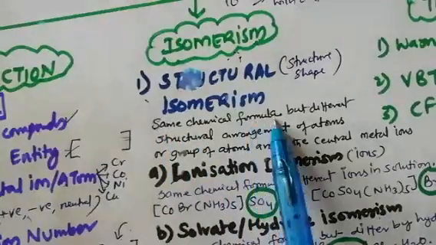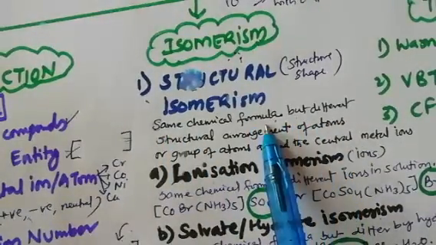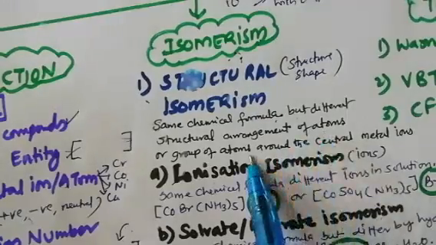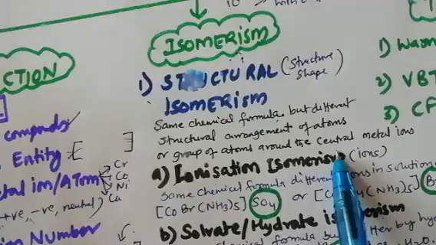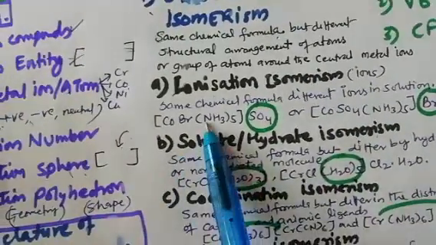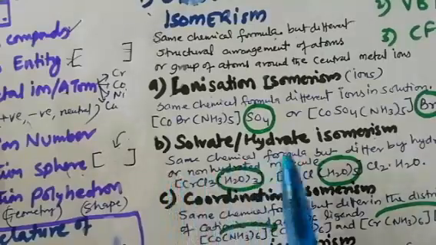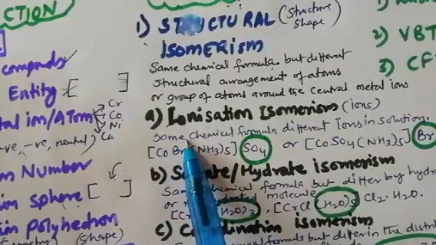have the same molecular formula or chemical formula but different structural arrangement of atoms or groups of atoms around the central metal ion, and these are called structural isomers. Okay, there are different types of isomerism: ionization isomerism, solvate isomerism, hydrate isomerism, coordination isomerism, and linkage isomerism. So first let's discuss ionization isomerism.